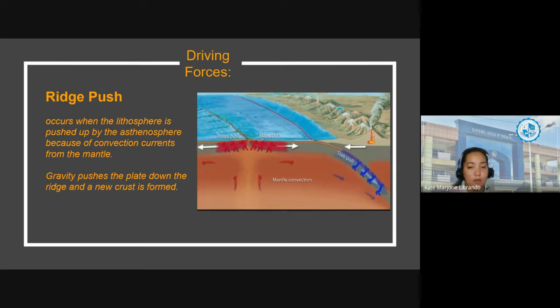Now, this also influences the movement of plates, because as it pushes, on the other hand, the slab pull is pulling it down towards the mantle. Gravity pushes the plate down the ridge, and the new crust is formed. This is in relation to the seafloor spreading. As gravity pushes the plate down the ridge, the magma will rise up and create a new crust. That is in the seafloor spreading.